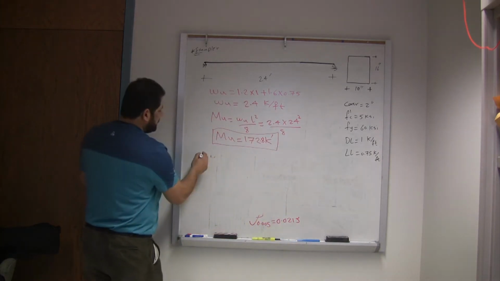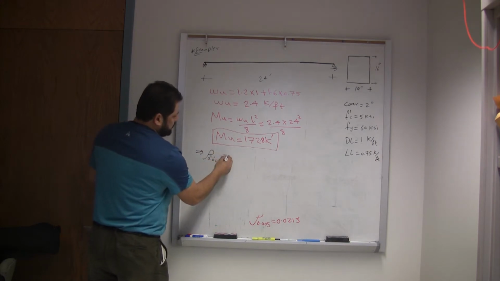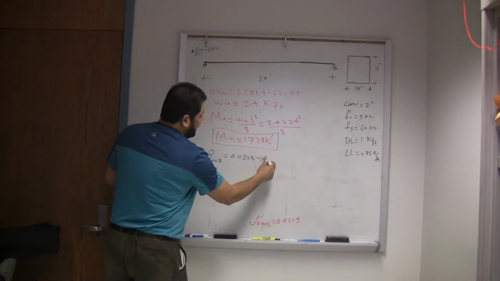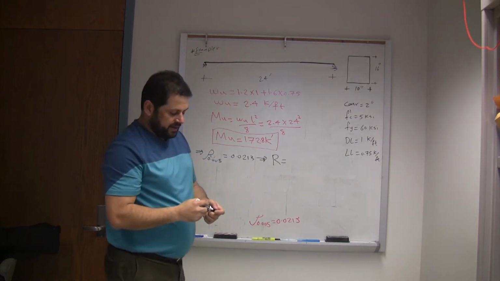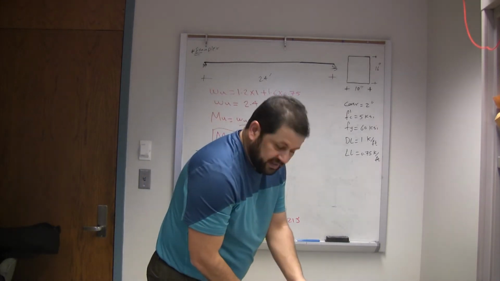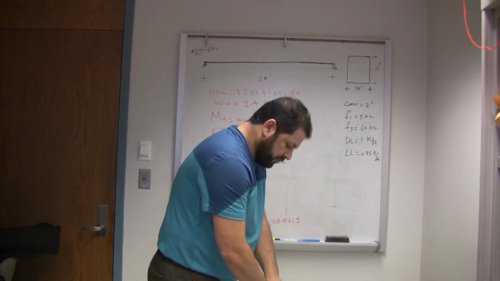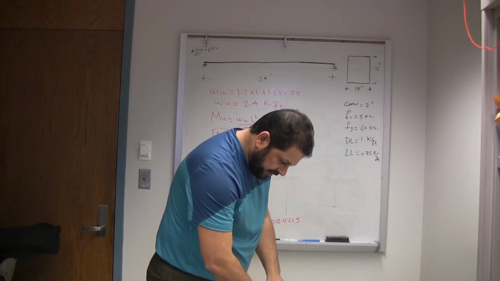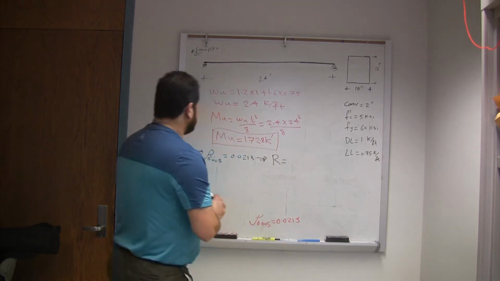So for rho equal 0.0213, the R from that chart, the same chart, for 0.021, R is 1073.